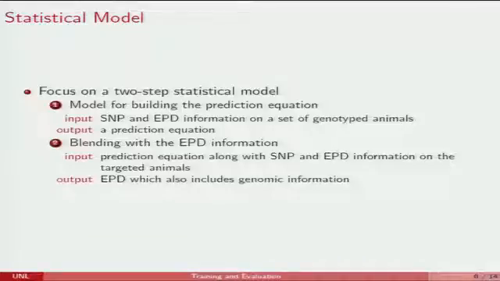Once we have that, in the two-step model, we need to blend or bring in, one way or another, the predictions from that equation with the phenotypic EPD information. That takes as input the prediction equation from the first step, along with SNP and EPD information on the targeted animals. Some of these animals might be the same, some of them may be different, especially as we go forward. The ones we're really interested in are the ones that are new. And what it does is it just outputs an EPD, which now includes genomic information.